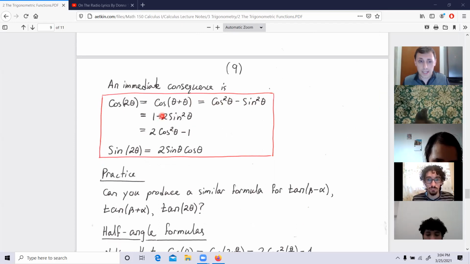Cosine squared minus sine squared, 1 minus, and look at it. I can convert cosine squared into 1 minus sine squared, and that gives me this formula, 1 minus 2 sine squared. Or I can take sine squared and replace it by 1 minus cosine squared, and it gives me that formula, you see? And I can also obtain the formula of sine of 2 theta, which is 2 times sine theta cosine theta.